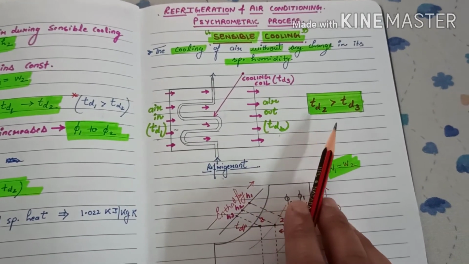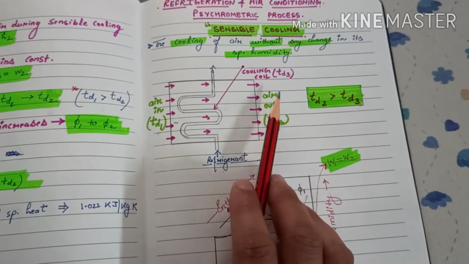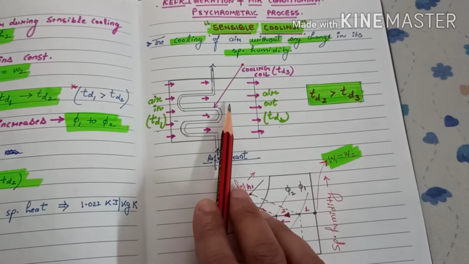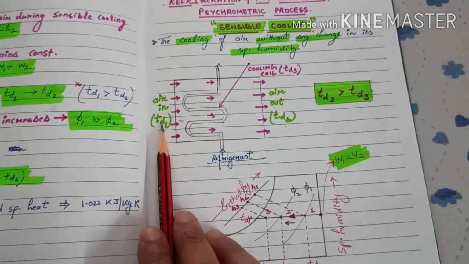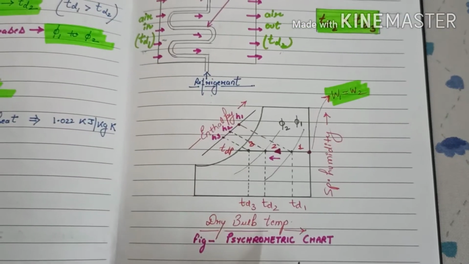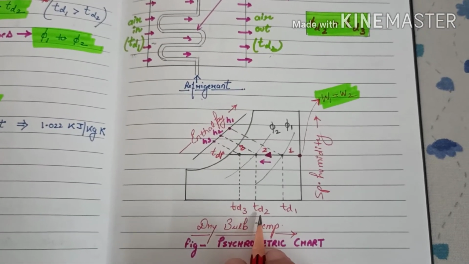You have to keep in mind that TD2 will be greater than TD3 because TD3 is the source temperature, so its temperature will be less than what TD2 will be. So our main purpose is to cool down TD1 to TD2. That means temperature TD1 to be reduced to TD2.